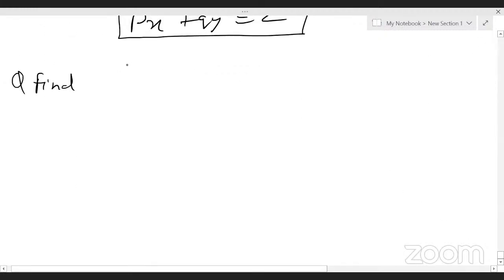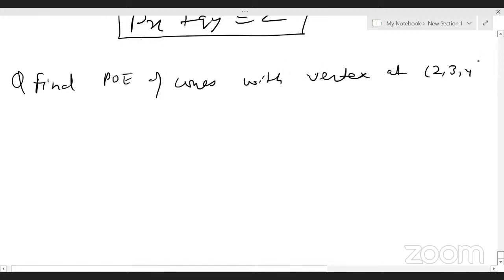The question one, find the PDE of cones with vertex at 2, 3, 4. Okay. Now the problem here is through our syllabus of 3D, we actually know how to write the equation of a cone with vertex at origin. But we don't really know the equation of cone with vertex at a given point, 2, 3, 4. So here you can do a small manipulation.